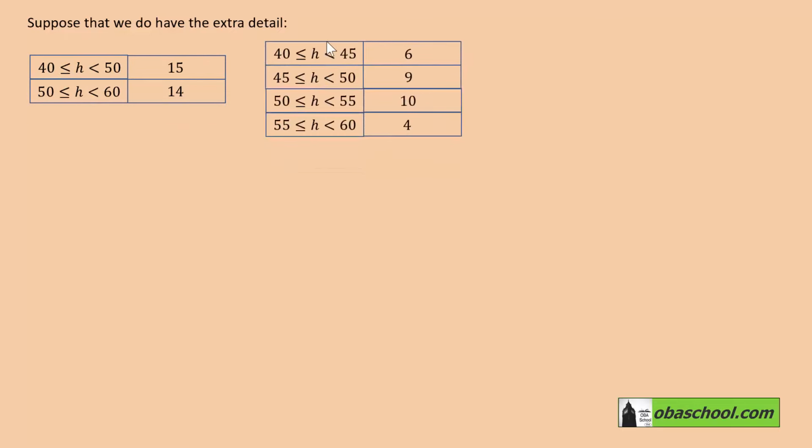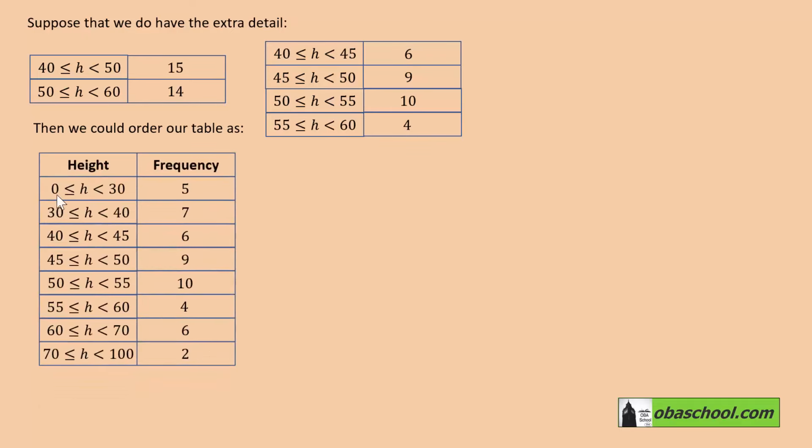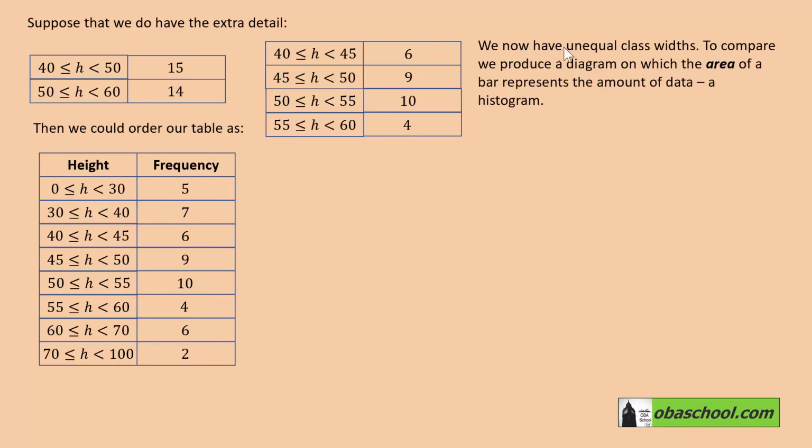Suppose that we do have the extra detail. So where we have this in the table at the moment, let's suppose we had the information split more. Then we could order our table as shown below. So note where there wasn't much data, I've combined the groups, and then we've split the data in the middle. We now have unequal class widths.